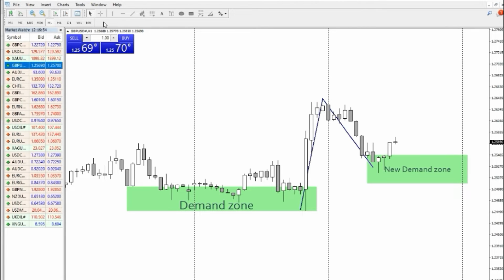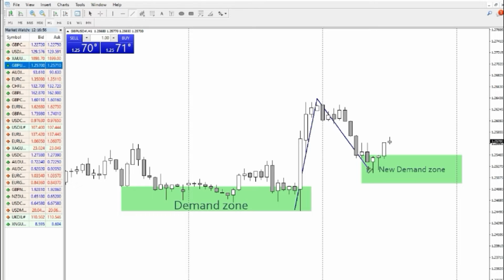From the new demand zone, we want to be looking for structures that will support an uptrend continuation, and that's going to be in the form of a reversal pattern. A reversal pattern could be a double bottom, could be an inverse head and shoulders. Then we look for a breakout of that reversal pattern, which is going to be our signal, as you can see. And then if possible, a retest can give us a confirmation of that bullish move.